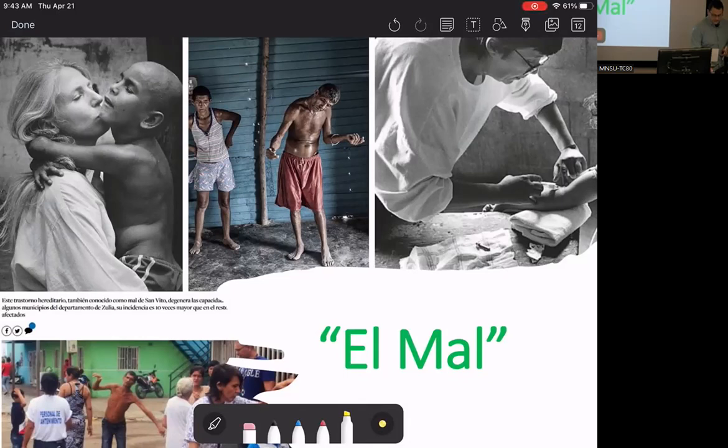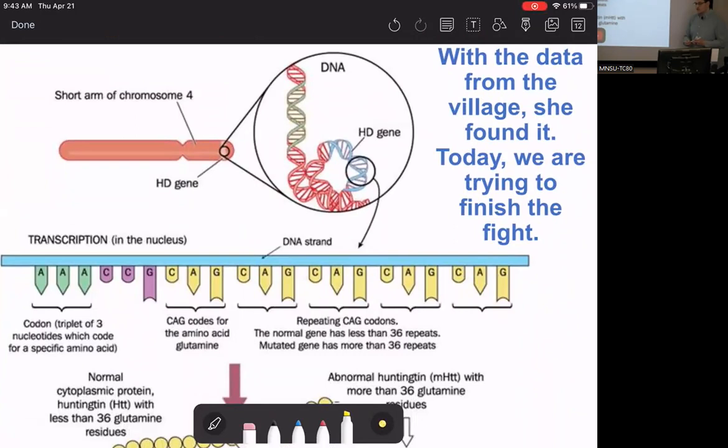So what she was able to find was that SNPs on chromosome 4 always came with the Huntington's trait. Once she had that info, and once you knew the location, all you got to do is make a primer right next to the gene and start sequencing.